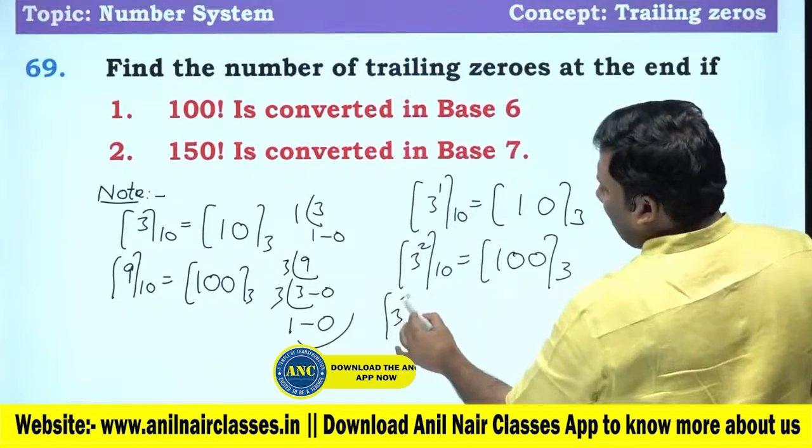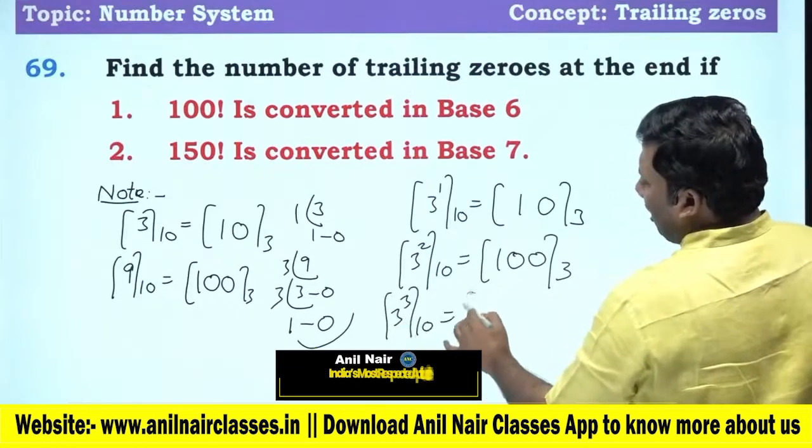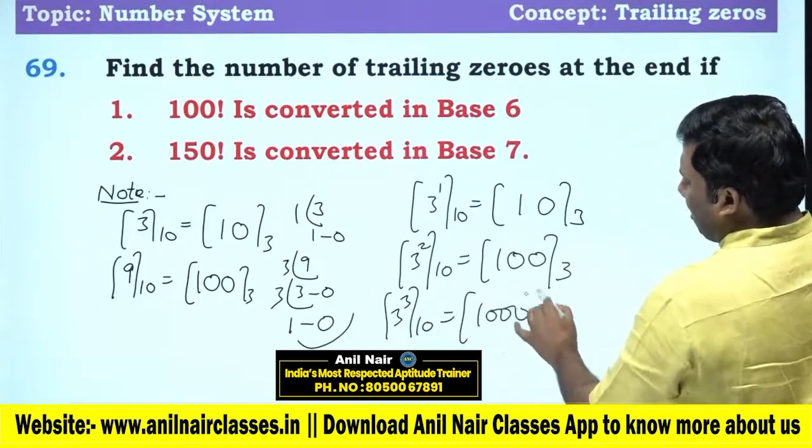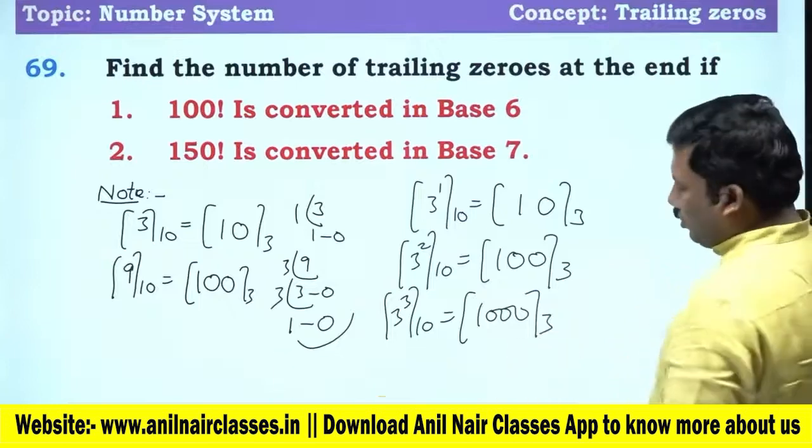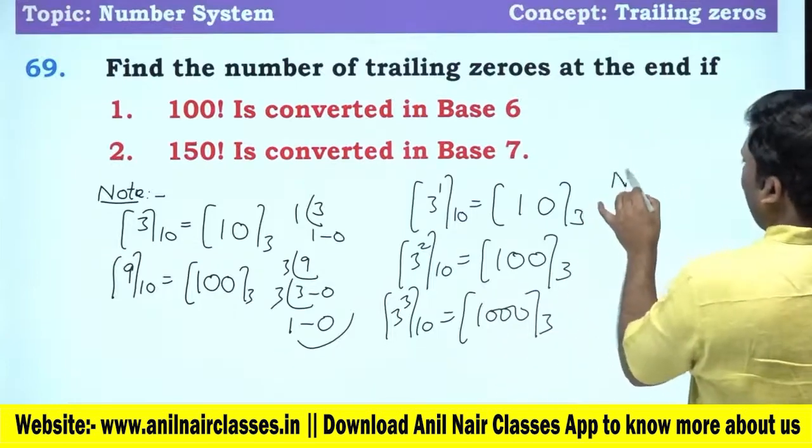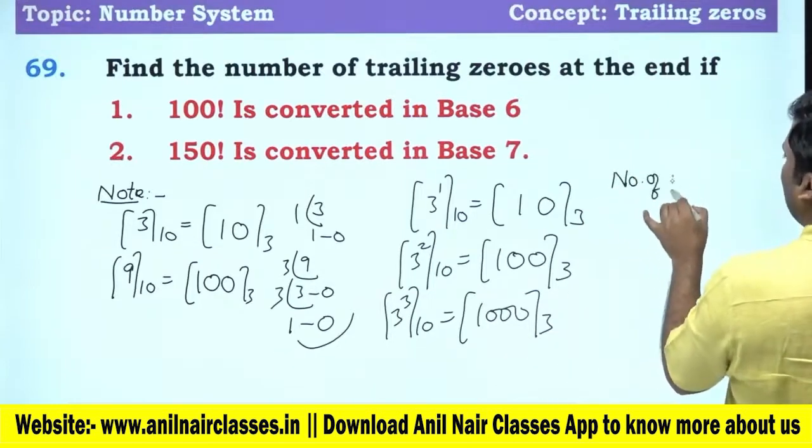3 power 3 in base system 10, in base system 3, is 1 followed by 3 zeros. Write down this point: number of trailing zeros.